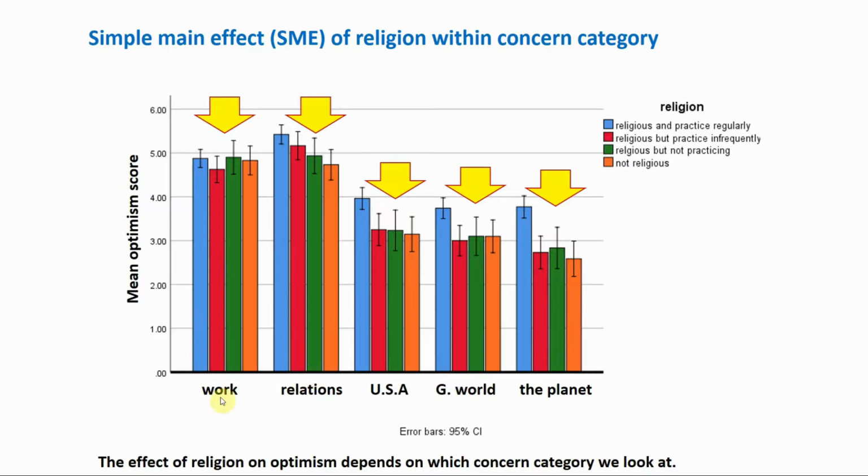Because we have 5 different levels down here on the x-axis, 5 levels of concern category, that means you are going to be running 5 one-way independent ANOVAs. One for this grouping, one here, one here, one here, one here. All right? And of course, those are going to have to be followed up with post hoc tests.